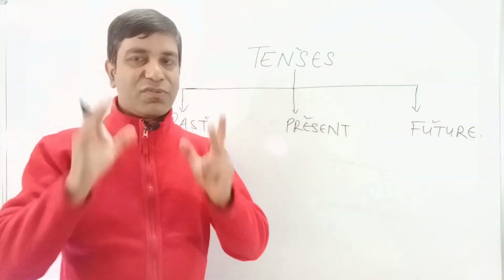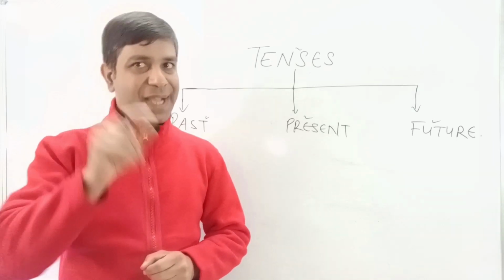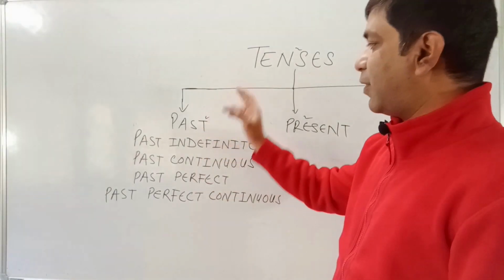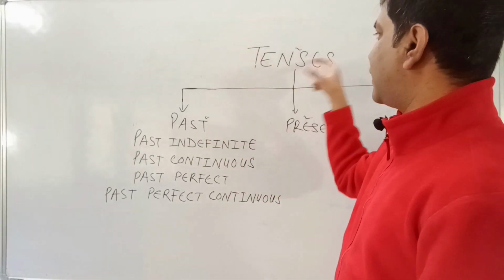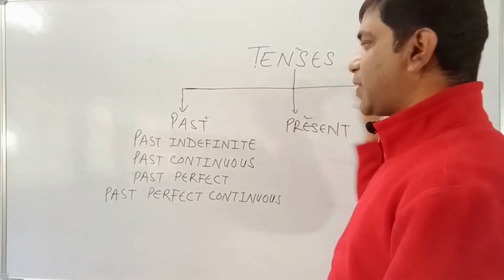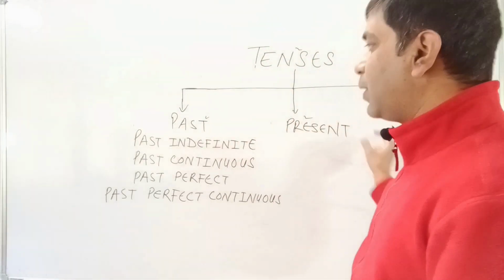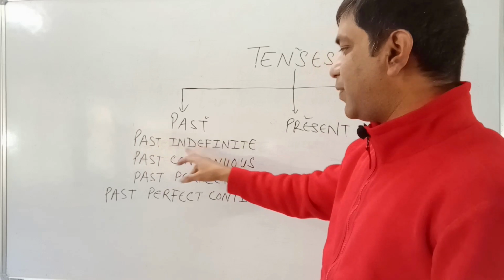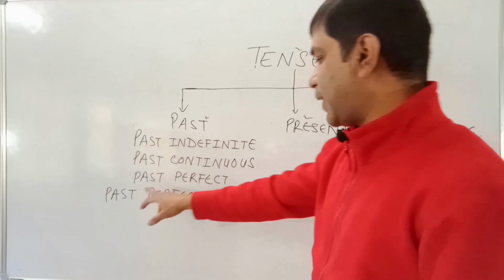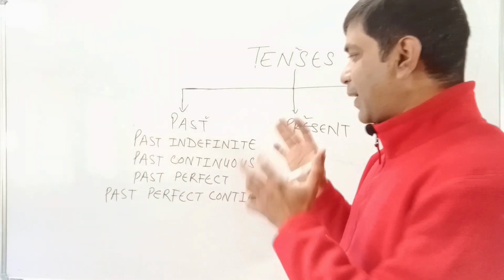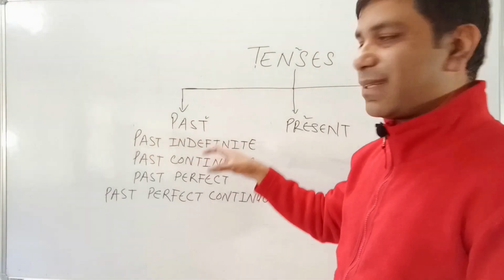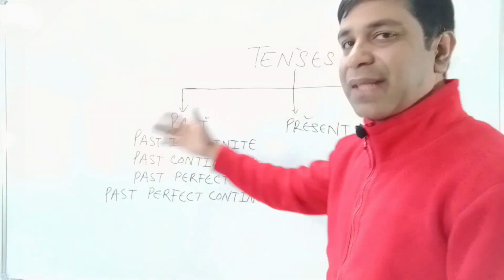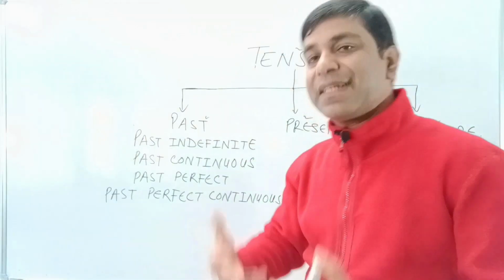Father is tenses and he has three children, past, present and future. Now each child has four children. Let me write the names and get back to you. Now these are the names of the four children of the father past: past indefinite, past continuous, past perfect and past perfect continuous. So what happens? Each child takes the name of his father first and then takes his own name. That is the sequence. You can understand it in that manner.